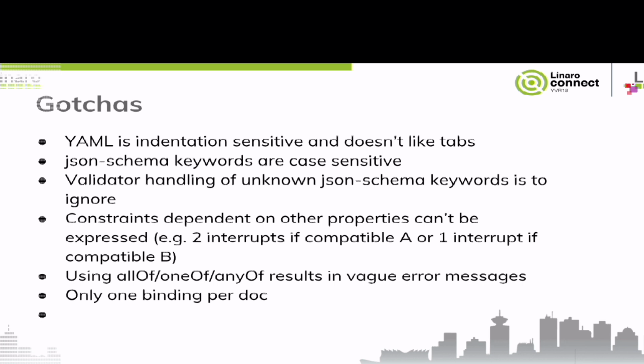So lessons learned and gotchas from having worked on this. First is YAML is indentation sensitive, and it doesn't like tabs. So it's kind of a combination of Python and Make, I guess. And JSON-schema keywords are case sensitive, which would be easy to trip over. We've kind of mitigated that with the meta schema.